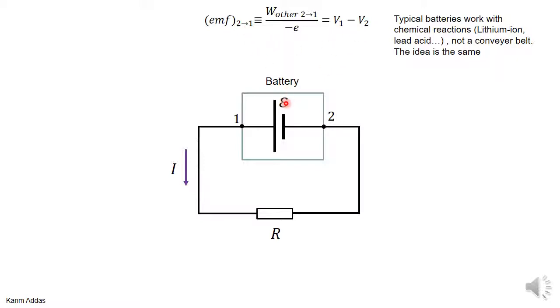And not all batteries, of course, work like conveyor belts. There are different batteries that have chemical reactions, like the lithium-ion battery and the lead-acid battery. Not all of them work with mechanical force moving the charges from one point to another, but the idea is the same: you can always relate the potential difference across a source of EMF to the value of the EMF of that source.